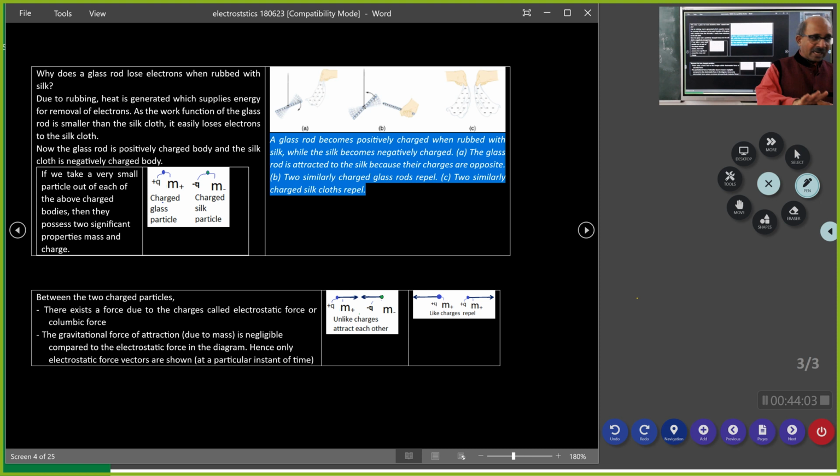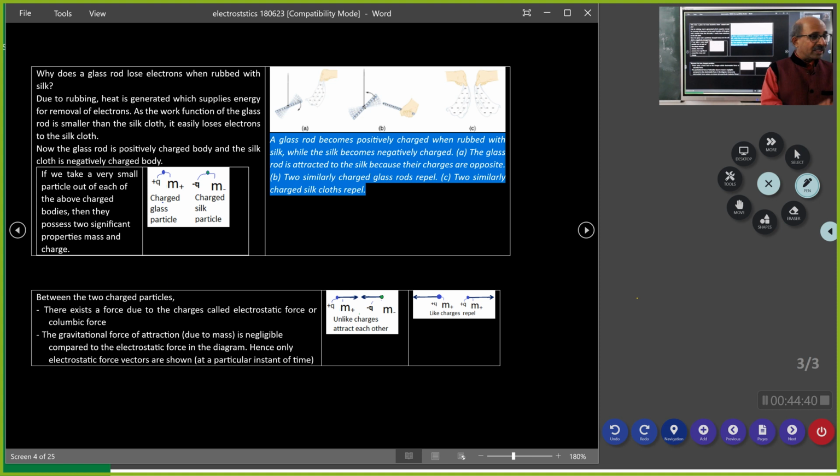Removed means from the glass, the electrons get transferred to the silk. So after rubbing, if you algebraically add the number of electrons and protons in the glass, there will be more protons and fewer electrons. Deficiency of electrons means that body is positively charged. Now silk gains those electrons, so with an excess number of electrons, it becomes negatively charged.